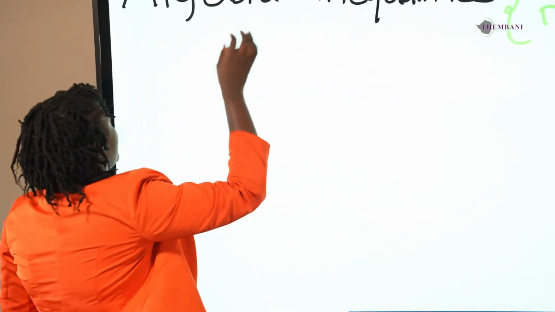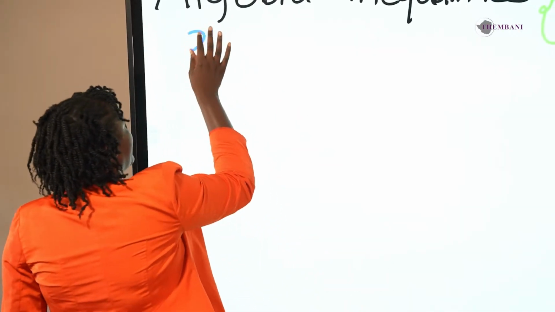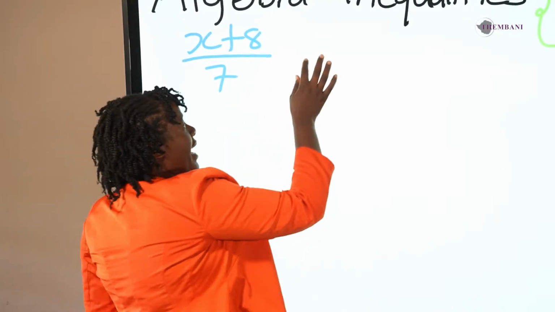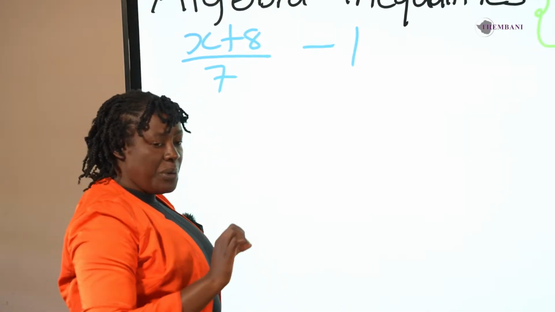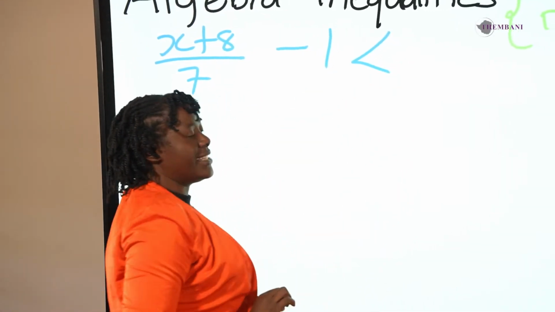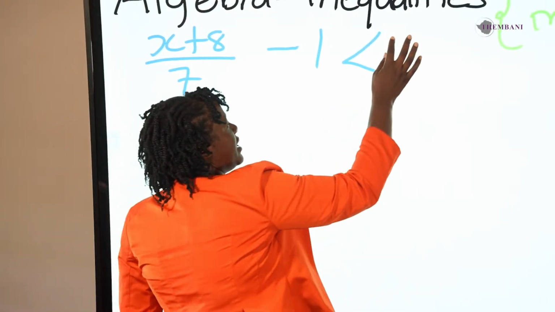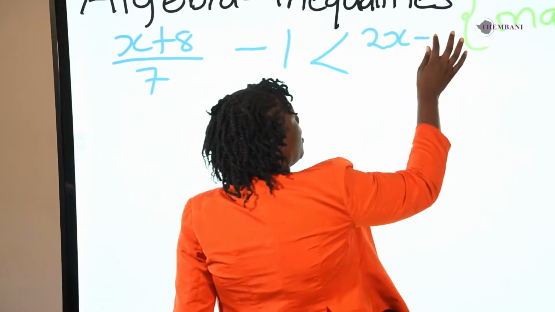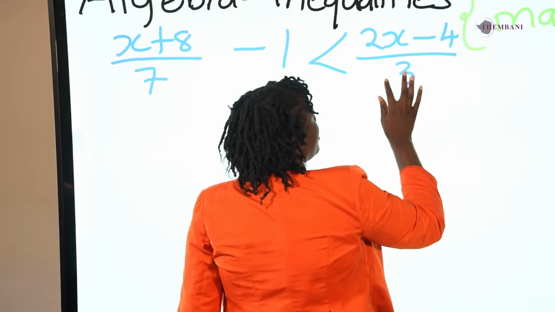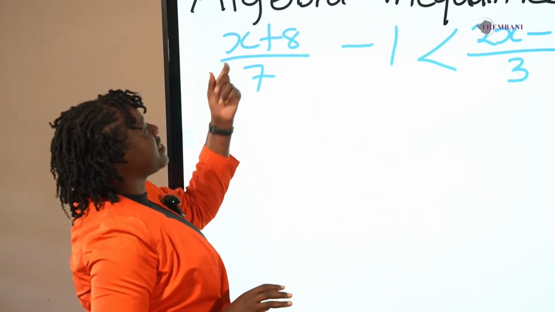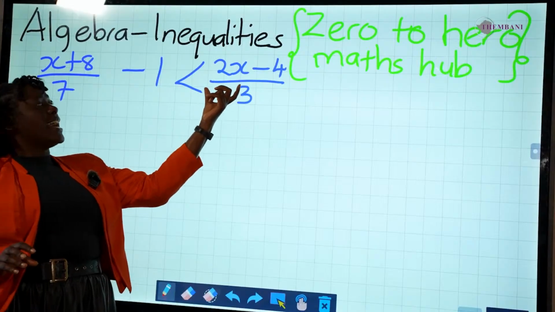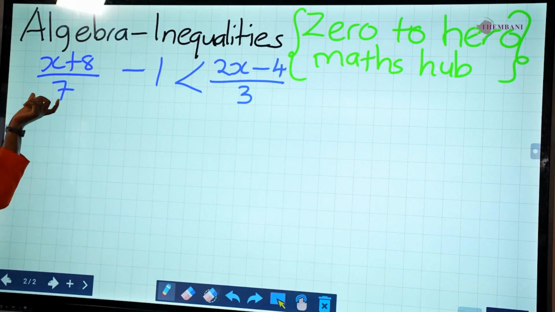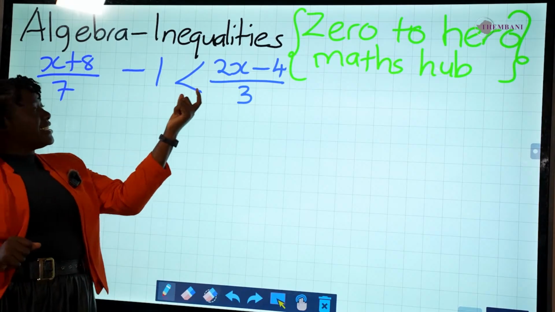So, our next question has x plus 8 over 7 minus 1. And then we put our inequality sign here like this. I hope you remember what this inequality sign means. Then we have 2x minus 4 all over 3. Notice my division line is dividing everything on the numerator, and this side is also dividing everything on the numerator. So I have my denominator here as 7 and my denominator here as 3.